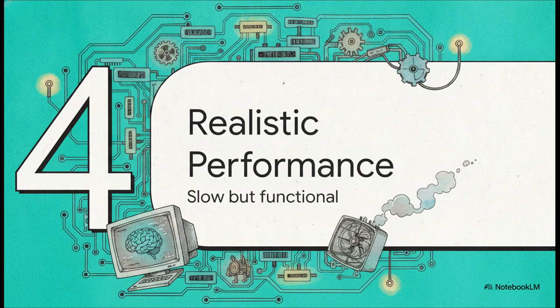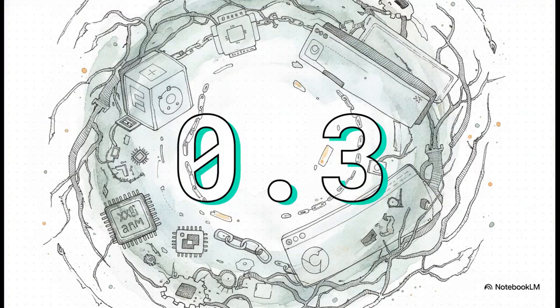Now let's get into Section 4, realistic performance expectations. It's slow, but functional. Okay, so it's one thing to get an AI to load without instantly crashing the computer. It is an entirely different thing to actually use it. And here's the hard truth. The model processes text at a painfully slow 0.3 tokens per second.